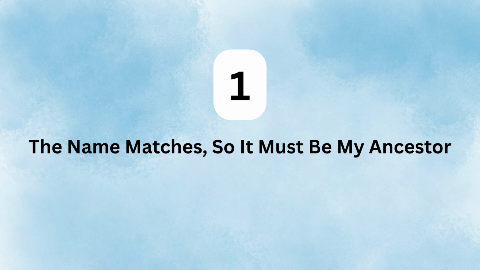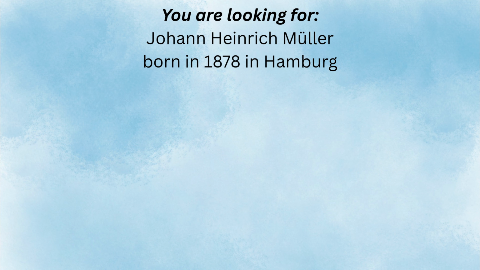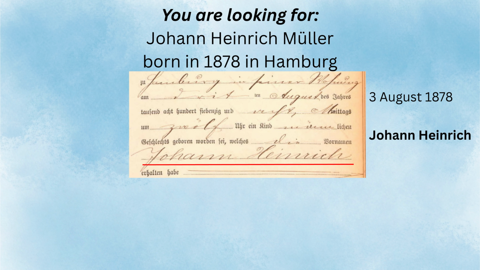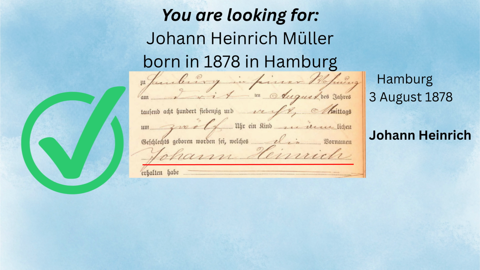Mistake number 1. The name matches, so it must be my ancestor. Let's begin with the classic mistake. You're looking for your ancestor. Let's say his name was Johann Heinrich Müller. He was born in 1878 in Hamburg. You find the perfect record. Correct name, correct time period, correct town. And your brain immediately says, yes, excellent, this is my ancestor. Case closed.